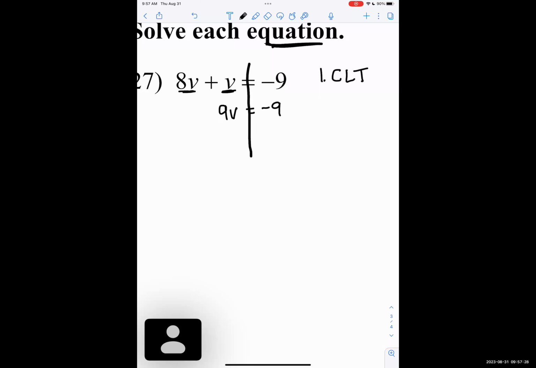Okay. Next step, isolate the variable. Yeah, we've combined like terms. The next step is isolate. So this 9 and v, notice they have a blank space in between. So if there's a blank space, that means they are being multiplied.